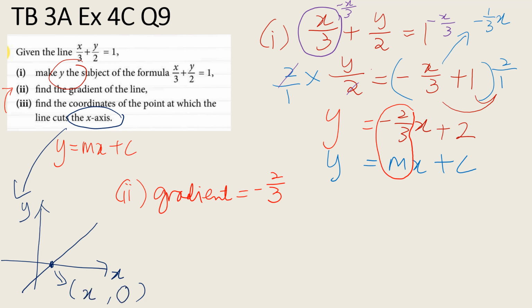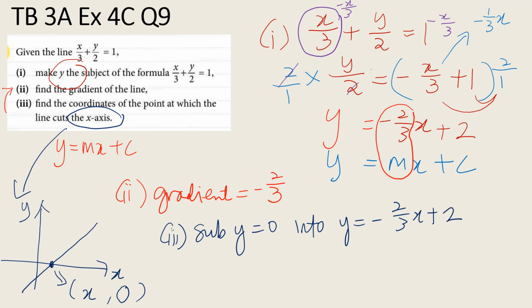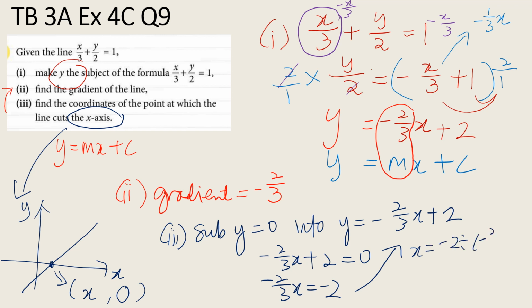Okay, so for part 3, we're going to substitute y equals 0 into y equals negative 2/3 x plus 2. And we'll get negative 2/3 x plus 2 equals 0. Negative 2/3 x is equal to negative 2. So x will be just negative 2 divided by negative 2/3. And that will give you 3.